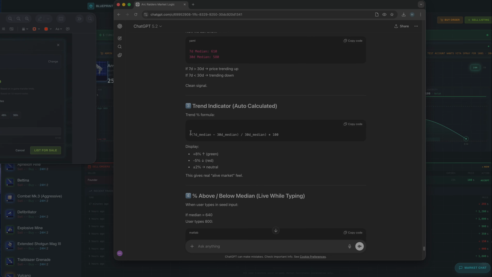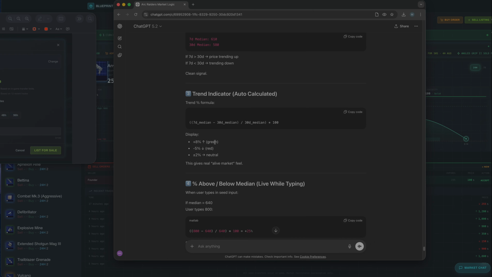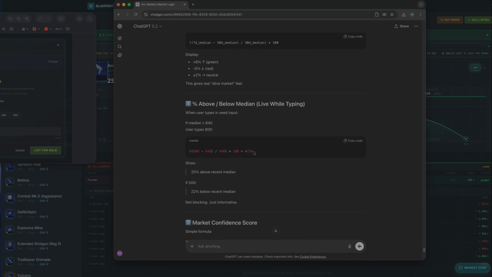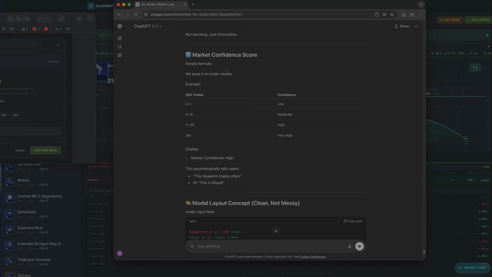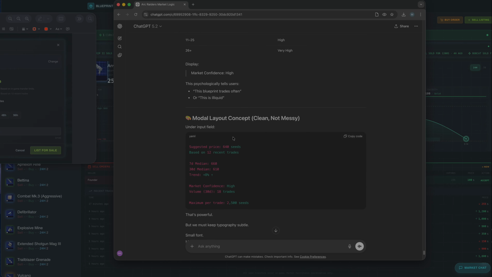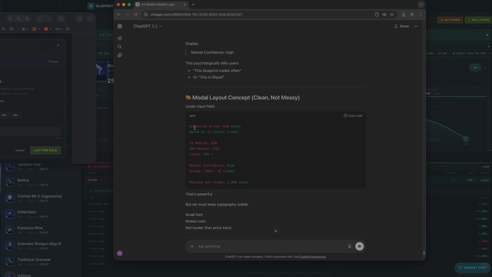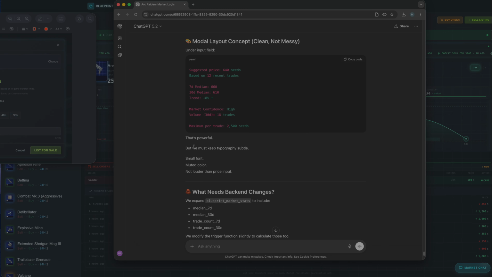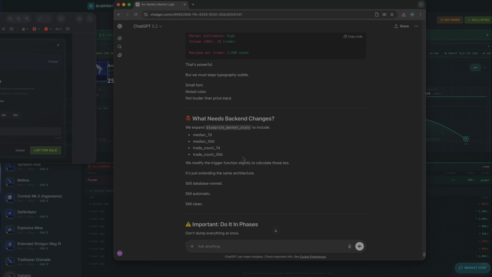Median last 15 trades already done. Median last 7 days, median 30 days. Now we can show 7 days, median 610, 30, 580. Kind of cool. Kind of cool. Okay, trend indicator auto calculated. Trend formula on display. Boom, boom, boom. This gives real life market feel. Absolutely. It's got a heartbeat with intelligence in it. 4% above median while typing, while user says 222.